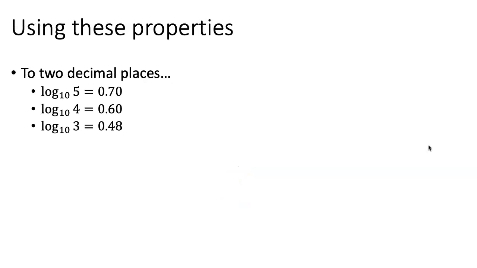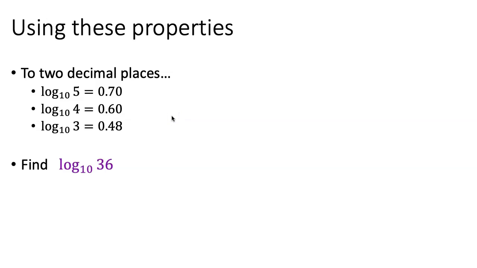Now we can use these properties with some numeric ideas. So to 2 decimal places, here's what log base 10 of 5, log base 10 of 4, and log base 10 of 3 are. It makes sense because log base 10 of 1 is 0, because 10 to the 0 power is 1. And log base 10 of 10 is 1, because 10 to the 1st power is 10. So you would expect log base 10 of any number between 1 and 10 to be between 0 and 1. That's what we've got. Well, we want to find log base 10 of 36.